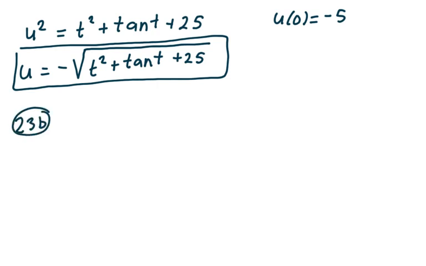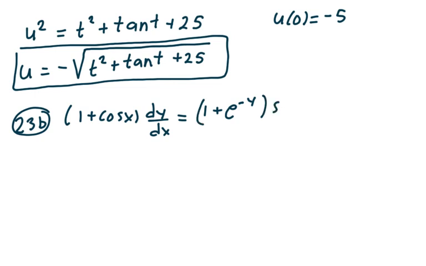23b. Suppose 1 plus cosine x dy dx equals 1 plus e to the negative y times sine of x, and y of 0 is 0.